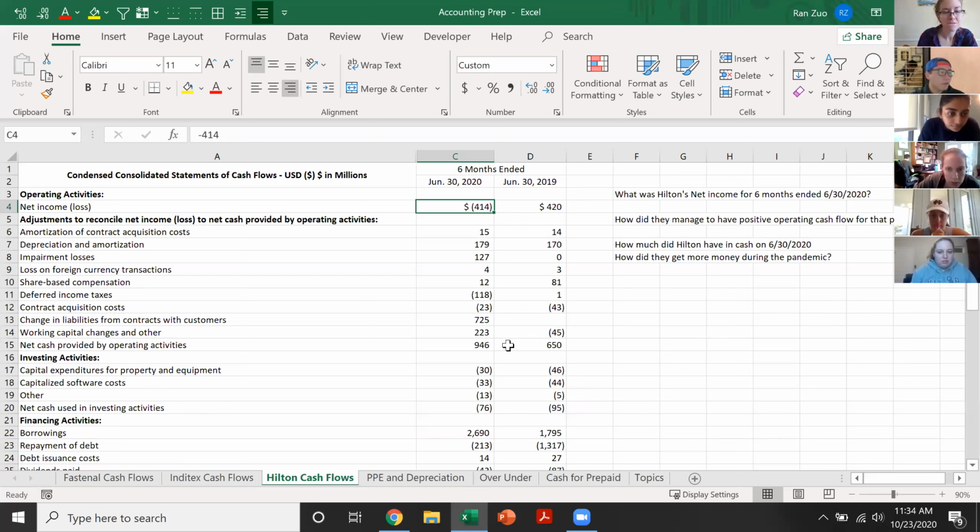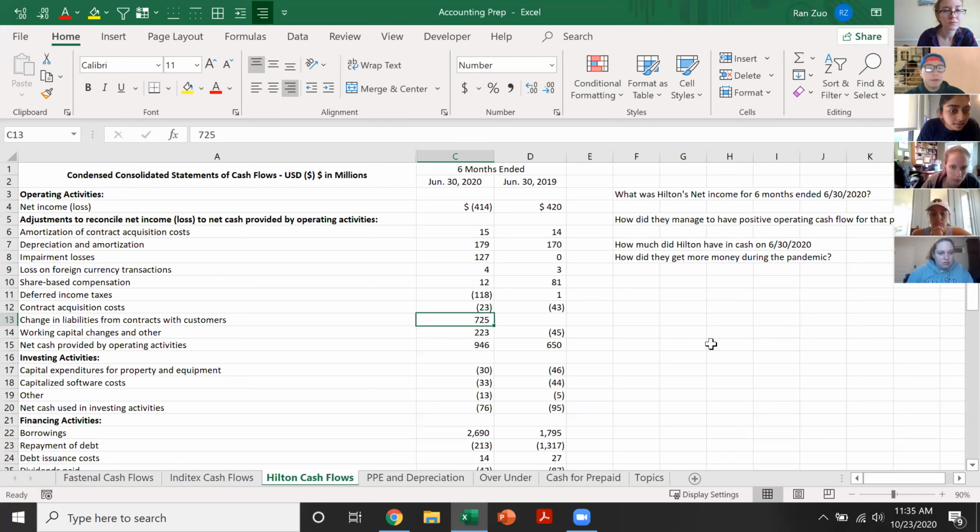$946 million. Yeah, very good. Okay, so the question is, how did they get from negative 414 million to almost $1 billion of cash flow from operations? This is more analytical, so it's a little different from the previous two. Looking at row 13, is it because they got paid back from some of their customers?